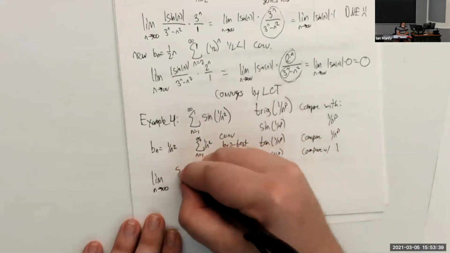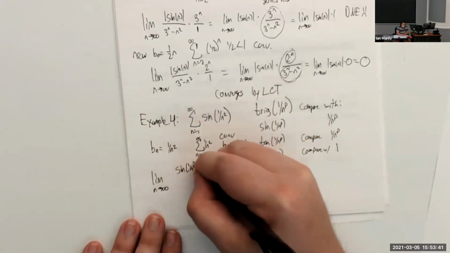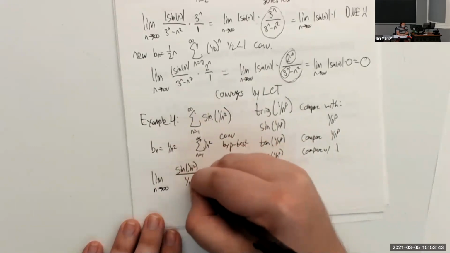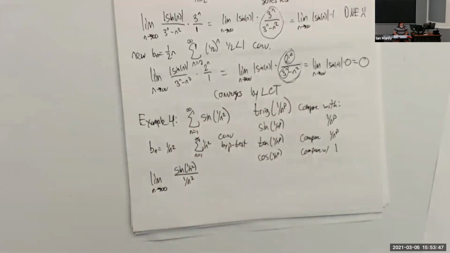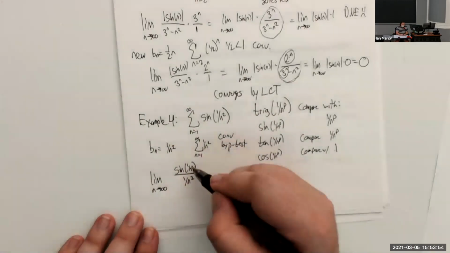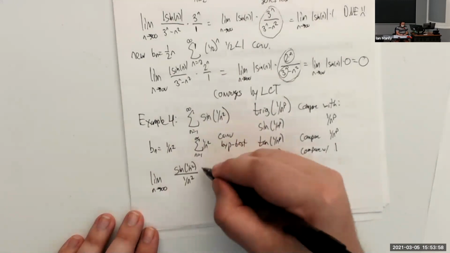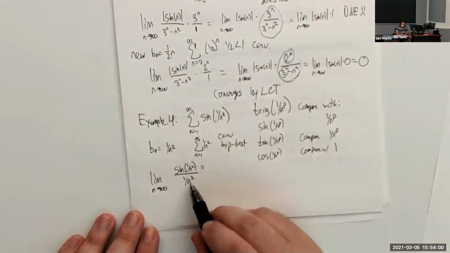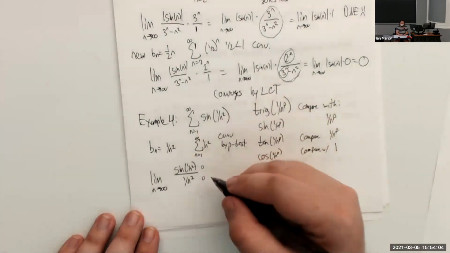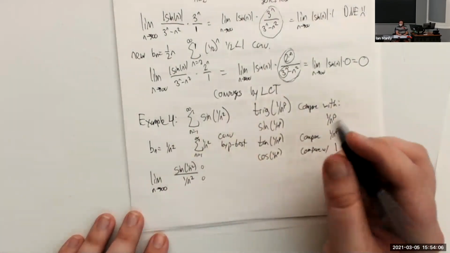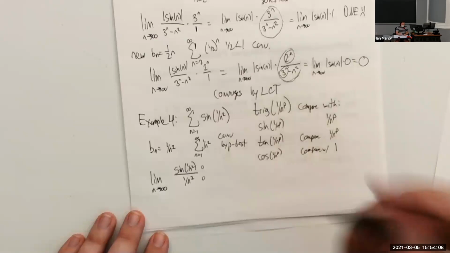So we have sine of 1 over n squared divided by 1 over n squared. All right, now let's see here. If we want to figure out this limit, let's send n to infinity and see what happens. So if we send n to infinity, we have sine of 0, it looks like. Sine of 0 is 0. If we send n to infinity on the bottom here, we also get 0. So what does that mean that we can do? We can do L'Hopital's rule.